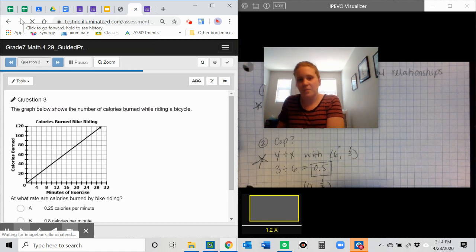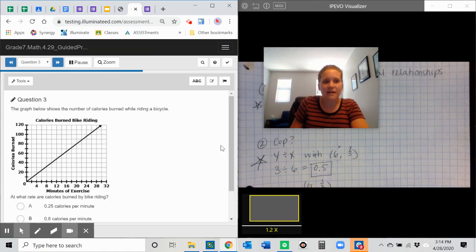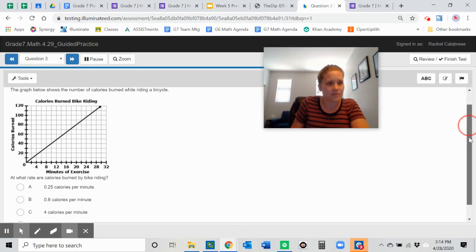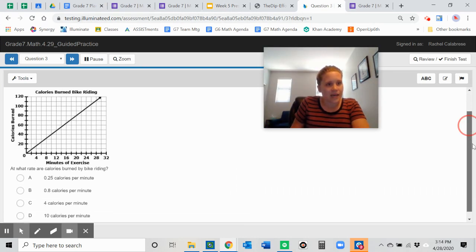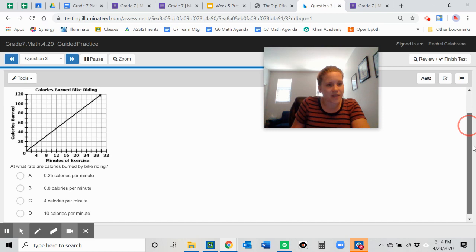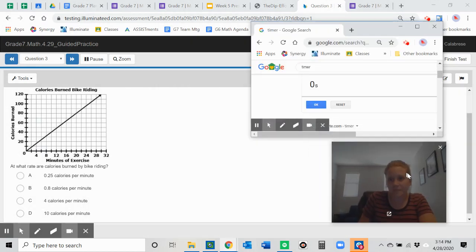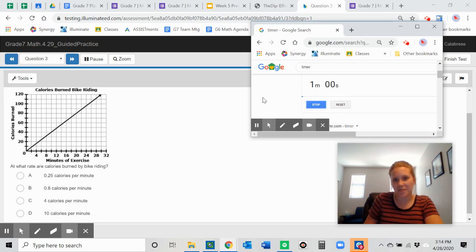Go ahead and set up your paper. Question 3. The graph below shows the number of calories burned while riding a bicycle. Okay, at what rate are calories burned by bike riding? You've got 1 minute. Time starts now.